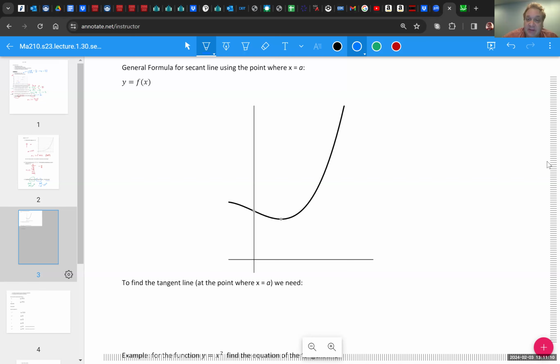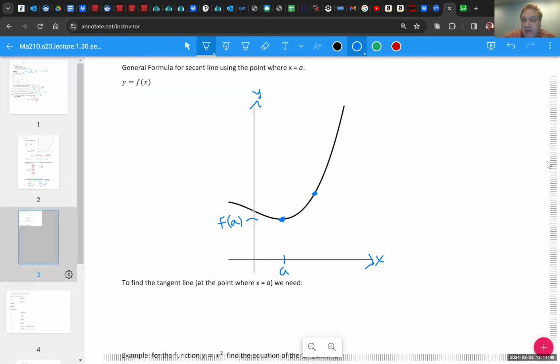So on the x-axis over here, we're going to have some value a, which will have a y value of f of a. Remember, you plug a into the function and you get the y value. So here's my y-axis with the point a comma f of a. Now, to find the slope, whether it's a secant line or a tangent line, you need 2 points. Secant line will be any 2 points. Tangent line wants those 2 points to be very, very close to each other.